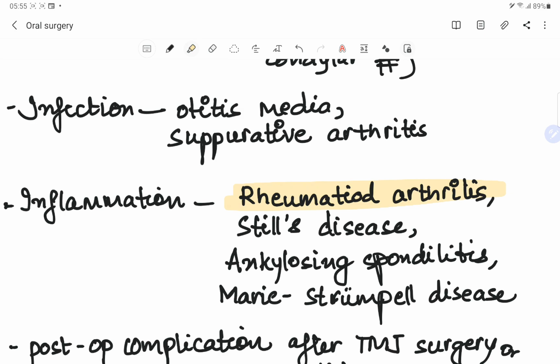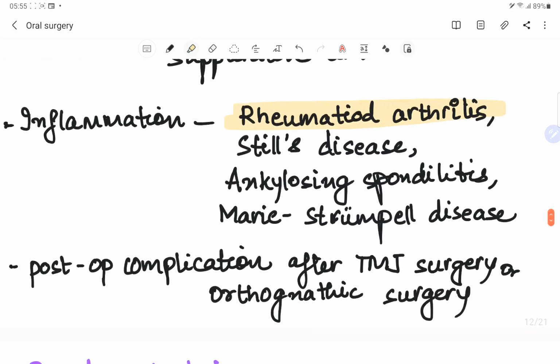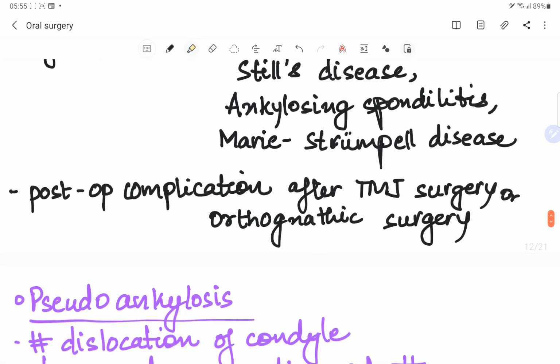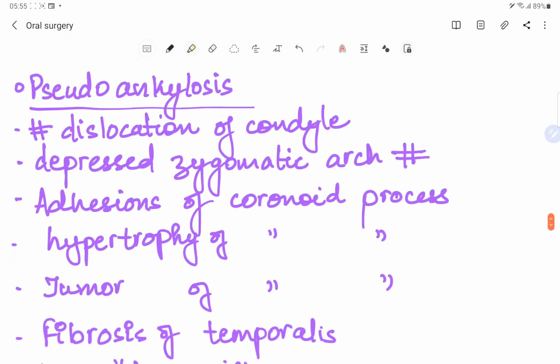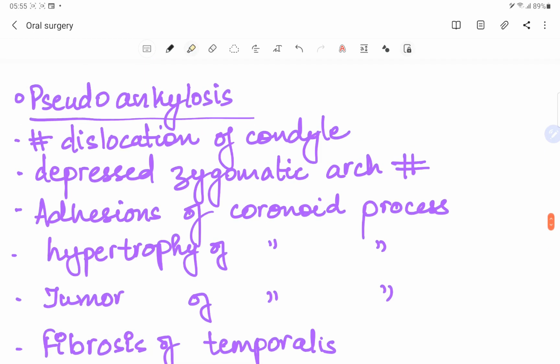So, you will see it if there is rheumatoid arthritis or Still's disease, which is the version of rheumatoid arthritis in children, ankylosing spondylitis or Marie-Strümpell disease. Again, these are all bony joint inflammatory disorders. So, whenever there is inflammation in the joint, we see that it is associated with TMJ ankylosis, or after a complication of TMJ surgery or a complication of orthognathic surgery. So, what are the situations we see? The pseudoankylosis, which is usually a fibrous ankylosis, or we can say the extra-articular. So, we are not talking about inside the capsule, we are talking about outside the capsule.